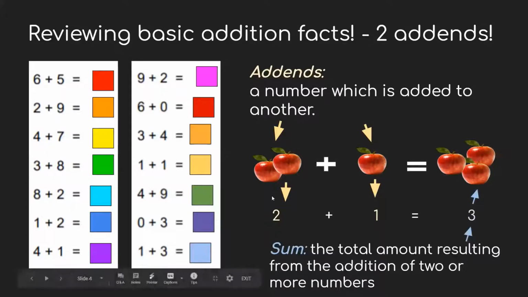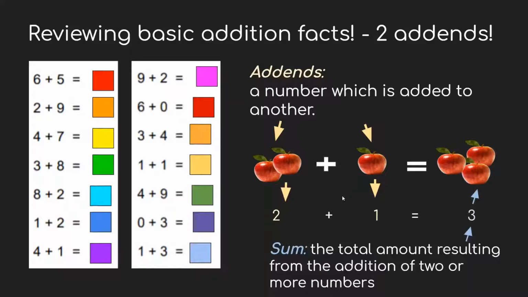So here, if we look at our pictures, we have these 2 apples and this 1 apple. The 2 apples and the 1 apple that are being added together are called our addends because they are the numbers that we are adding to each other. Then here we have the 3 apples, which is the sum of the addends, because the 2 apples are added to the 1 apple, which becomes the 3 apples, which is our sum.